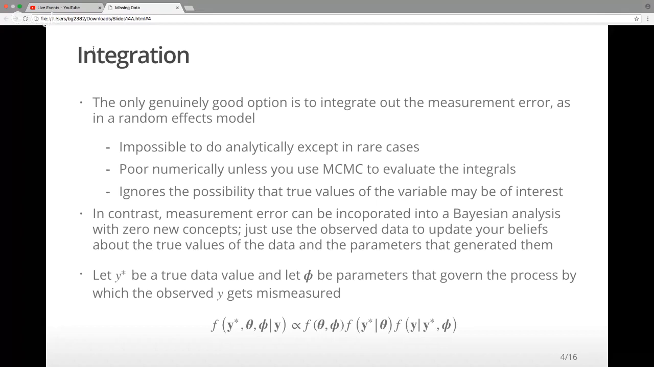Even if things were measured perfectly, you would have to use the Bayesian apparatus to update your beliefs about theta. And so if you're in a situation where you have measurement error, then you might as well update your beliefs about Y star and phi along with it. Questions about that?